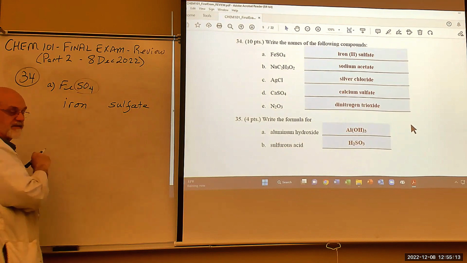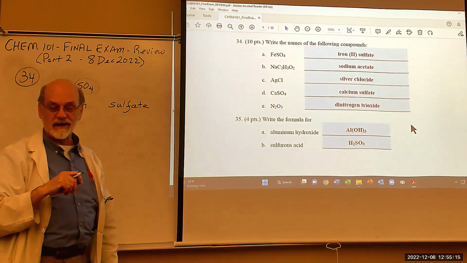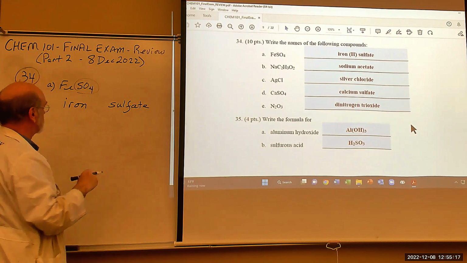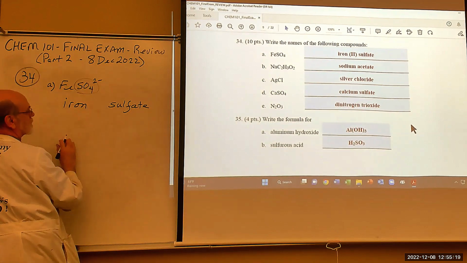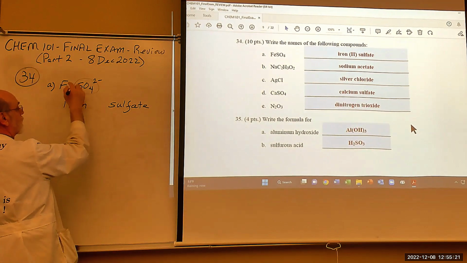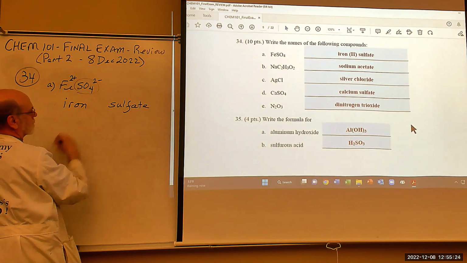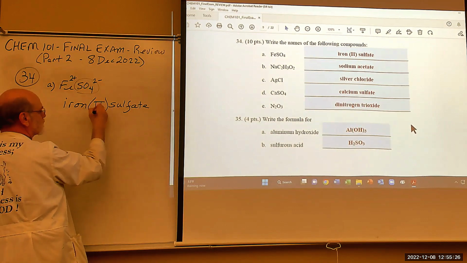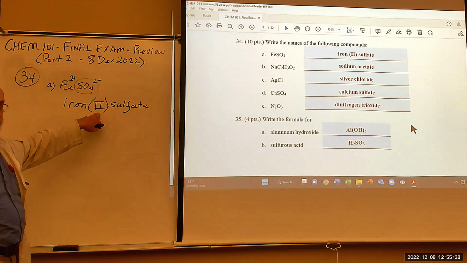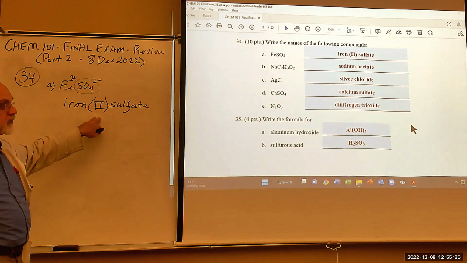This is the sulfate polyatomic ion, which has a 2- charge. That means with one iron, this one has to be a 2+. So we specify the charge on the iron as 2, Roman numeral 2, iron 2 sulfate.